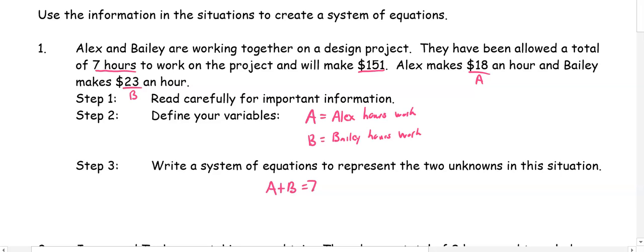In the second equation, we are trying to figure out how much money is going to be made. So we know that Alex makes $18 an hour and Bailey makes $23 an hour, and together they will make a total of $151. So we know our total is $151. We want to include with each variable how much they're making. So Alex is making 18 plus Bailey is making 23.